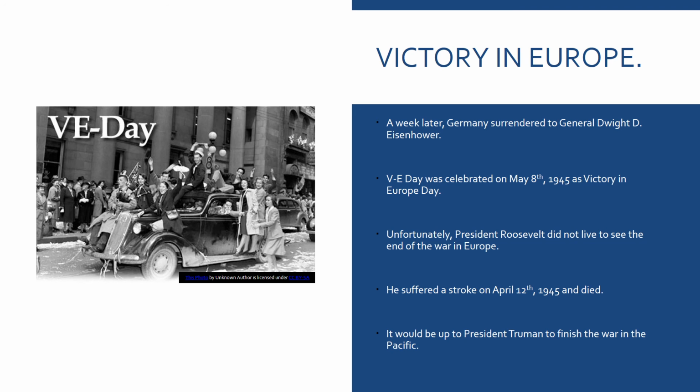Unfortunately, President Roosevelt did not live to see the end of the war in Europe. He had suffered a stroke on April 12th, 1945, and died. So it will be up to now President Truman, who was Roosevelt's vice president, to finish the war in the Pacific. Because now that the war in Europe is over, we'll begin to focus on sending more troops over to Japan to take out our other enemy. And that picture there shows you some celebrations that were going on with VE Day.